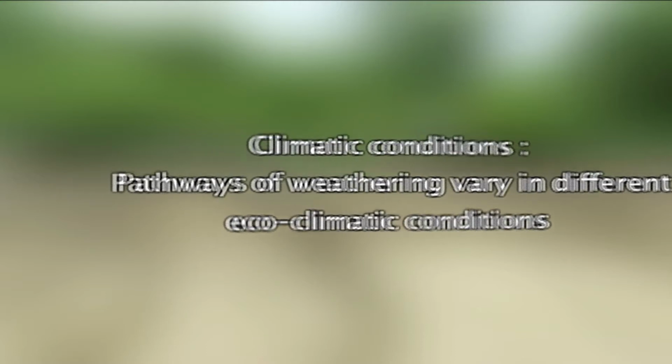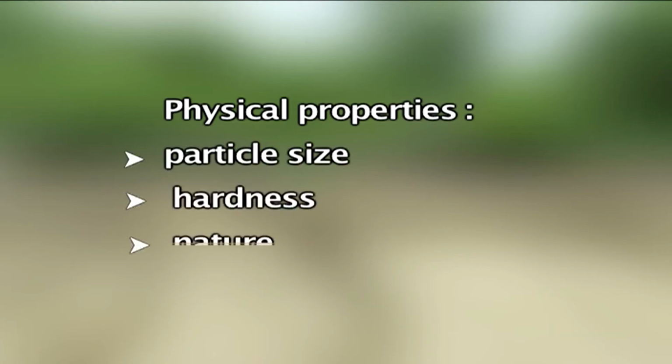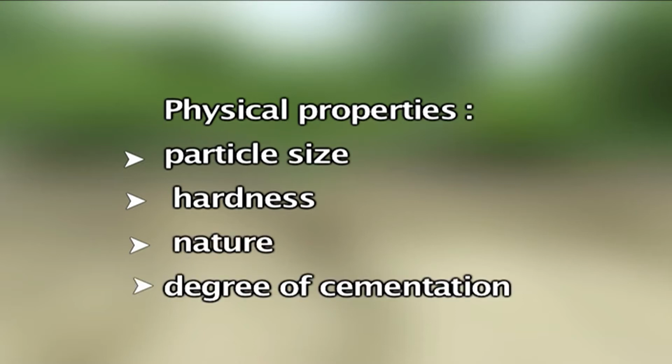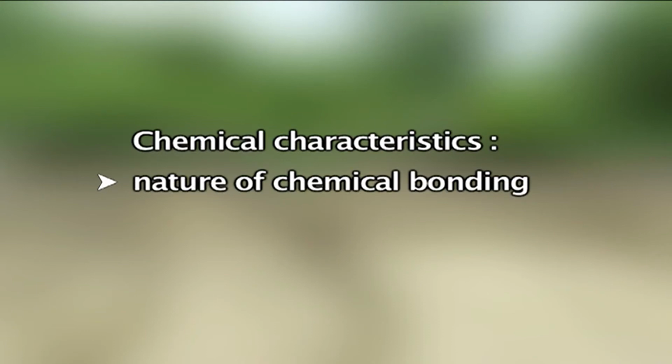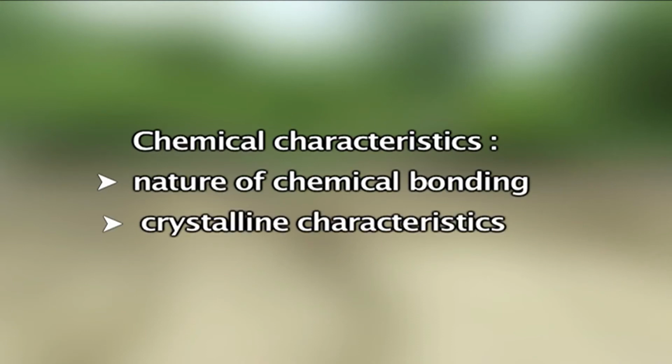ecoclimatic conditions. Then physical properties of the rock per se, I mean the particle size, hardness, nature and the degree of cementation or bonding. Then chemical characteristics of the rocks, nature of the chemical bonds in the minerals, crystalline characteristics and so on. We will be talking about these factors in detail at the last when we will be talking about factors influencing the process of soil development overall.